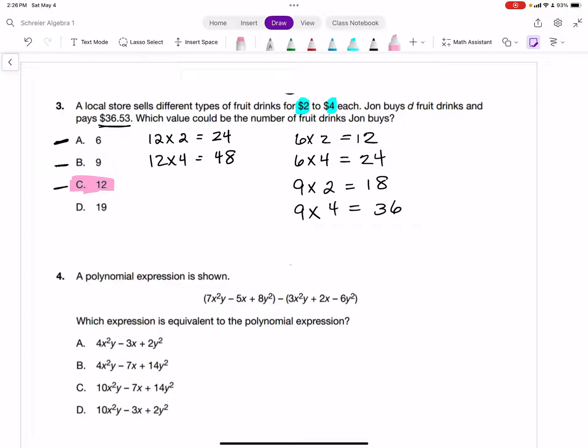And then we're going to be able to see that 19 would take us out of that range. So let's just look at that so that you understand why we're eliminating it. If we take 19 times 2, we get $38, so we're outside of our range. And then if we take 19 times 4, it's 40 and 36, which is $76, so we're way out of the range because we have to have our answer in here. So this is the range that we have. So the answer should be C, $12. Let's go on to number 4.